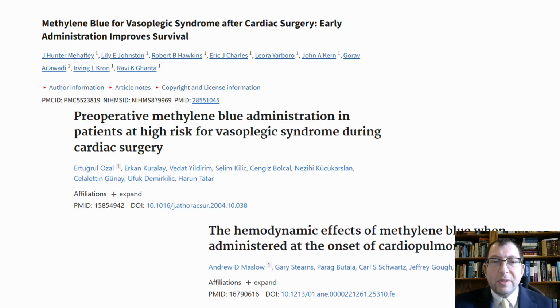Maslow did a study in 30 patients on ACE inhibitors, randomized to either methylene blue 3 mg per kilo or control at the start of cardiopulmonary bypass. This is prior to any vasoplegia. The methylene blue group had higher blood pressure, lower lactate, and needed less norepinephrine.